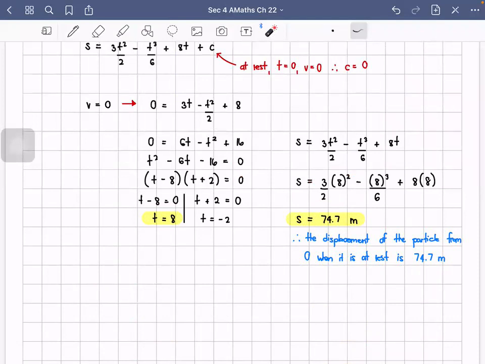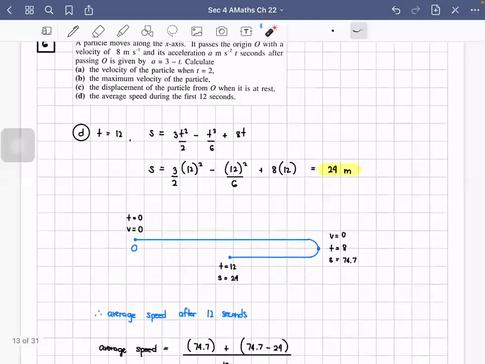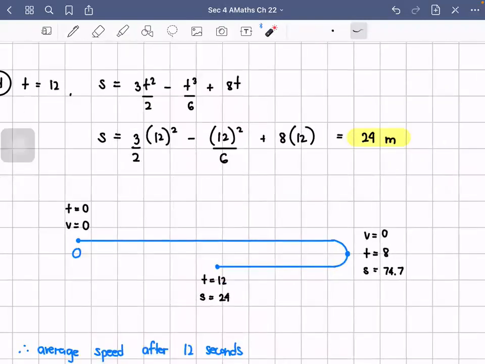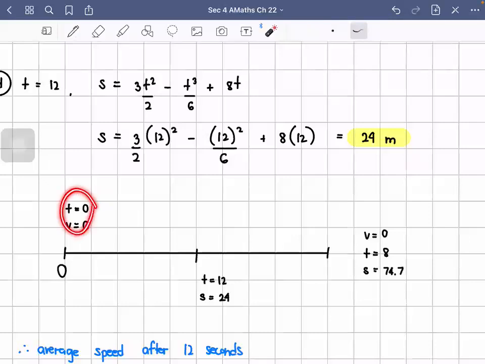And then lastly, letter D. Letter D is the average speed during the first 12 seconds. Wait, let me change my illustration here a little bit. I'll use a straight line instead.